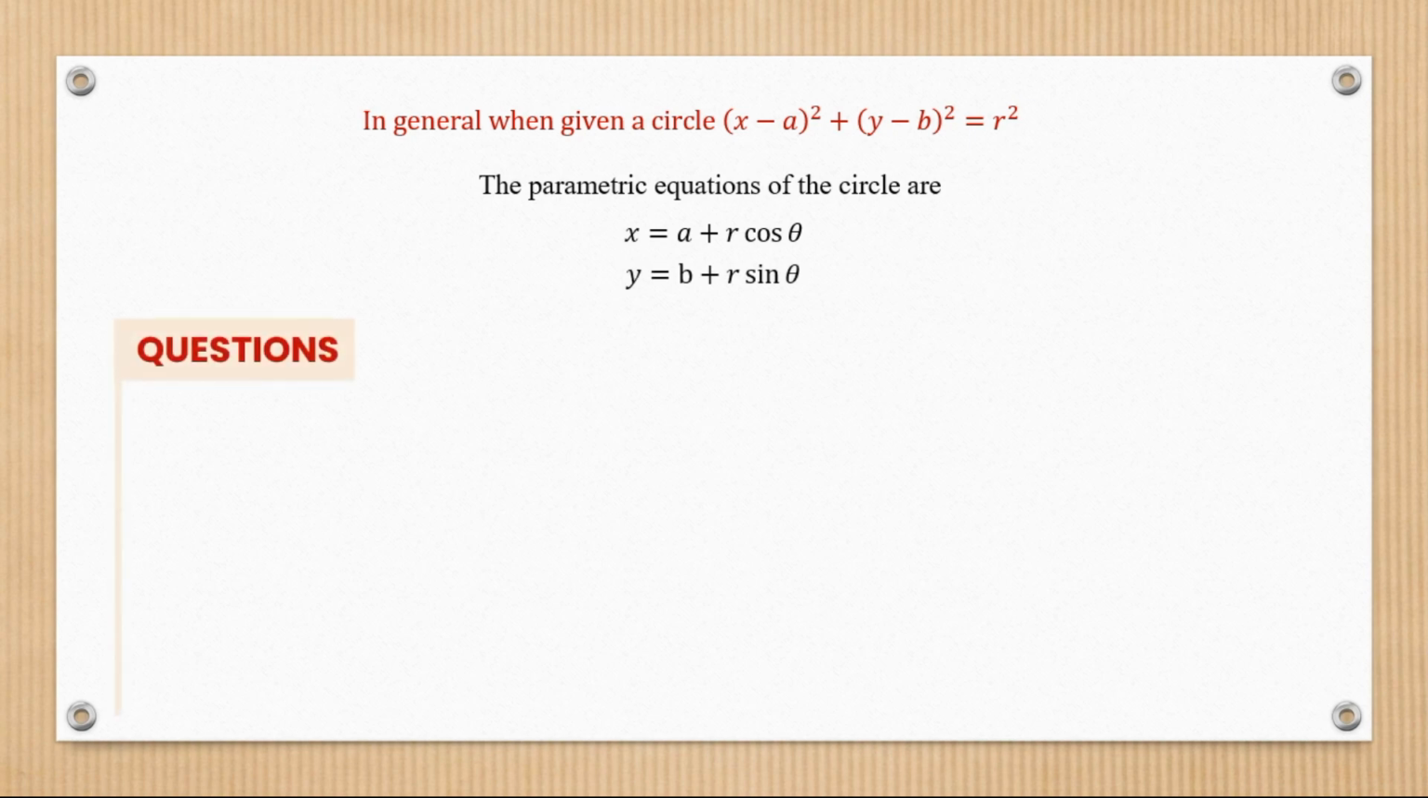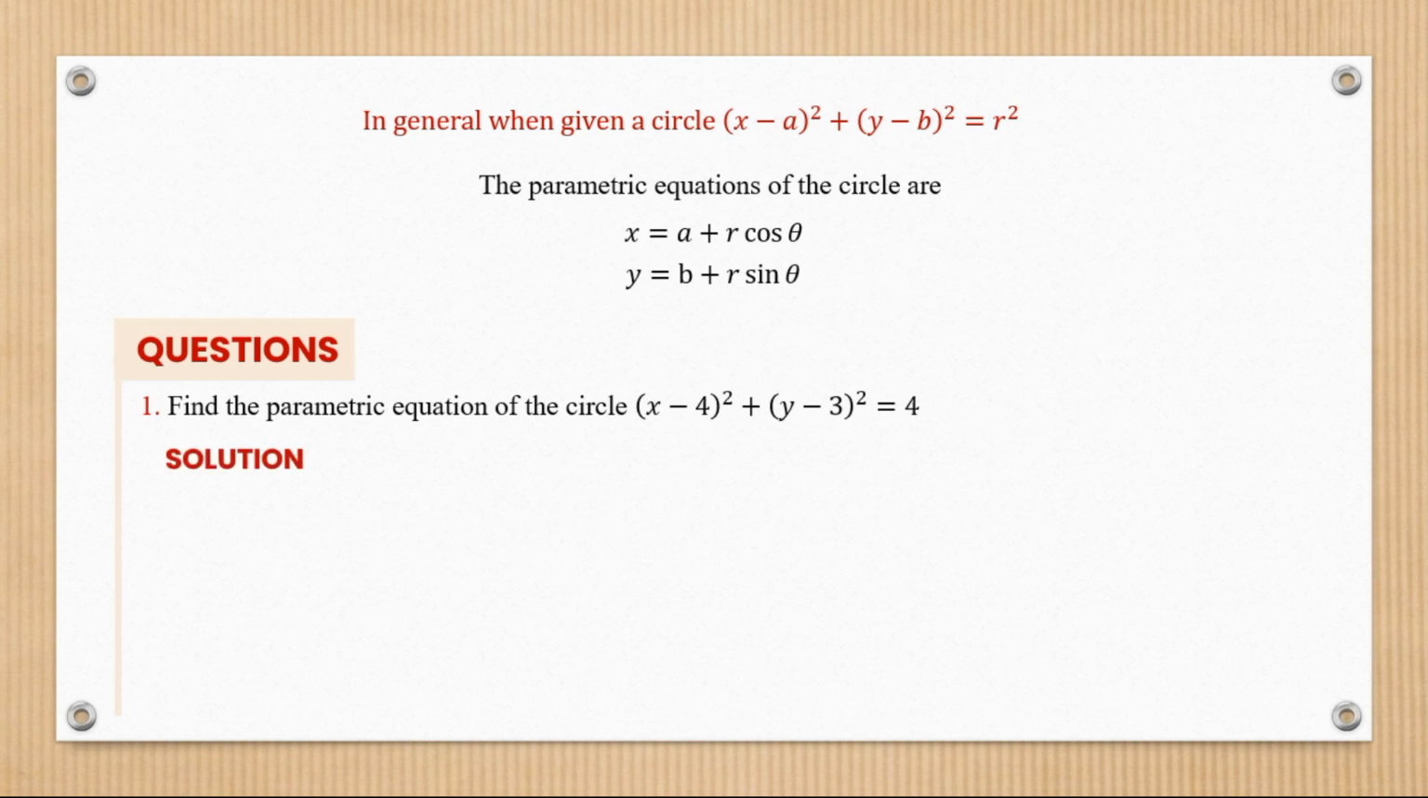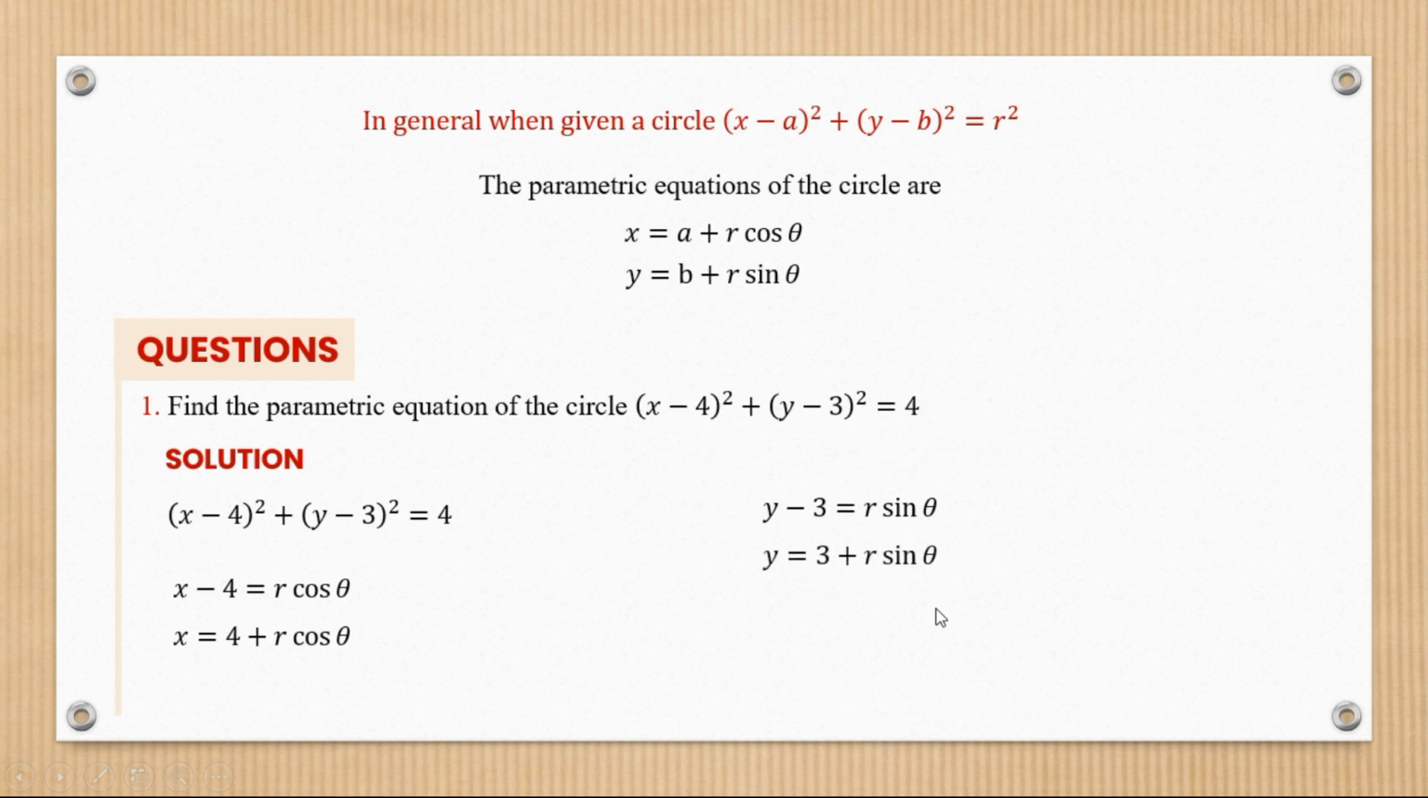So let's look at some examples, and this will give us a better understanding of what we're talking about. In part 1, we're being told to find the parametric equations of the circle. The equation of the circle is x minus 4 squared plus y minus 3 squared is equal to 4. When I look at this equation, I can already say that the 4 represents the a. So we can say that x minus a shall be equal to r cos theta, of which x shall be equal to 4 plus r cos theta. Then I can also see that the value of b is 3, so y minus 3 is going to be equal to r sin theta, of which y shall be equal to 3 plus r sin theta. But remember that also r squared from here shall be equal to 4.